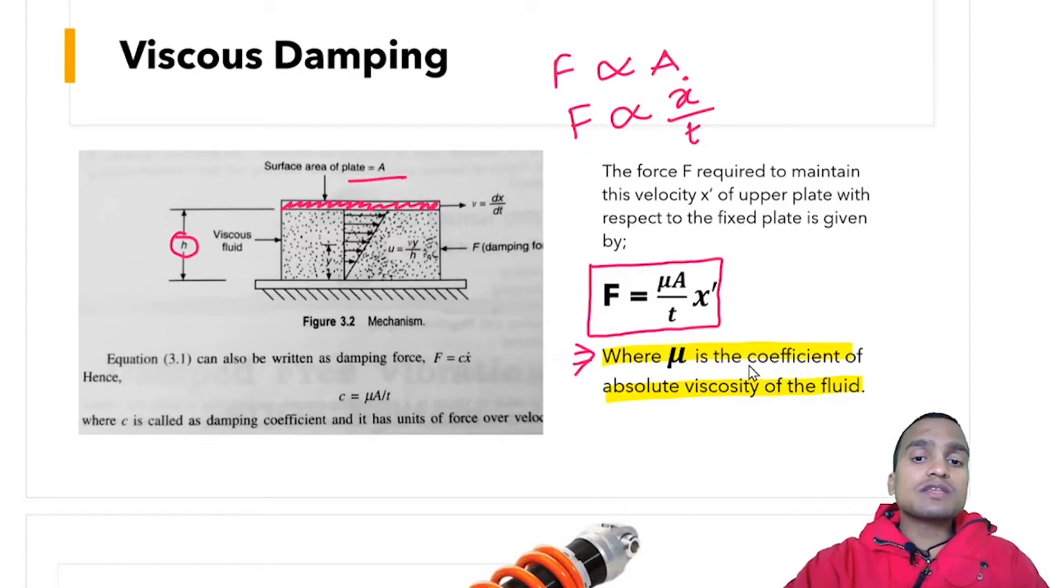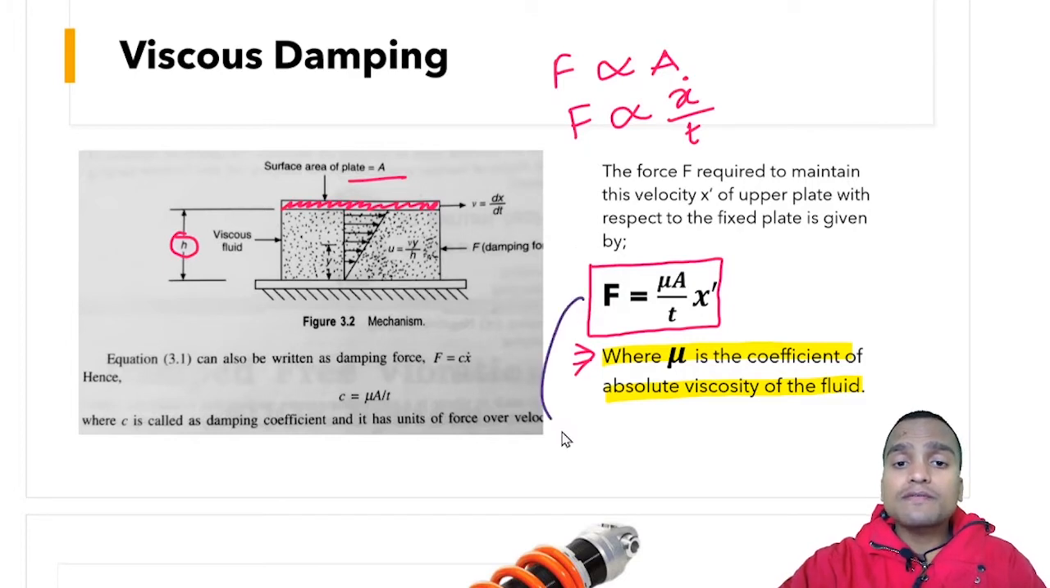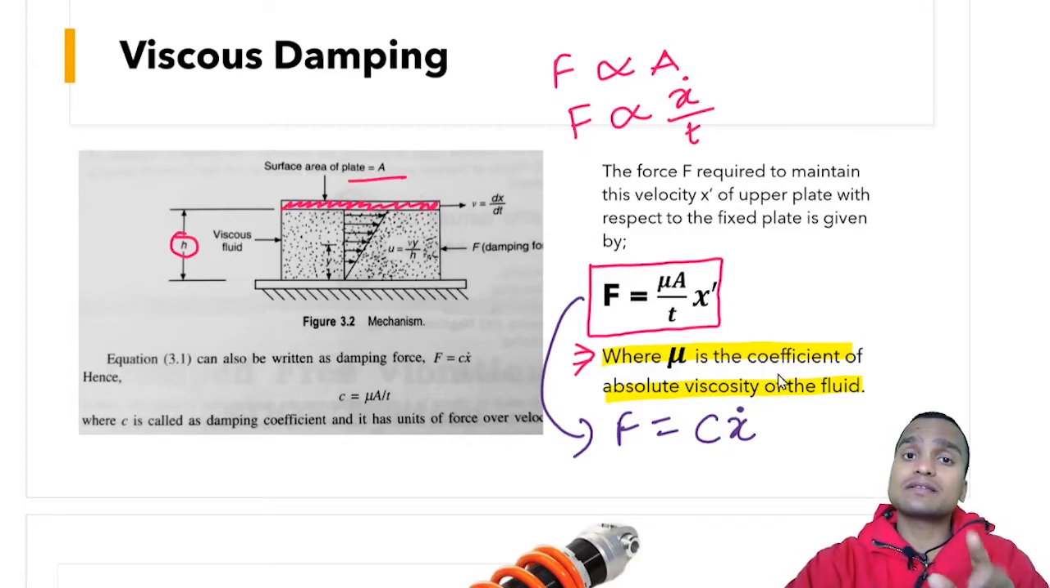So as you can see, now we can write this force in another form, like F is equal to c times x dot. X dot is the velocity and x double dot is the acceleration. This is already explained to you. So F is equal to c x dot.